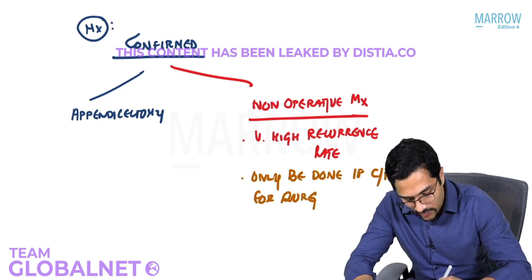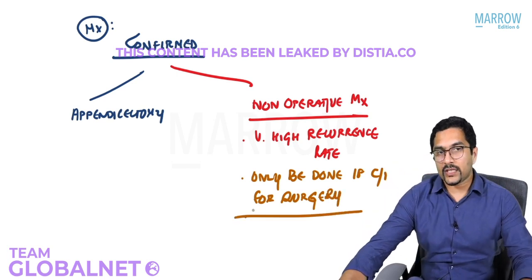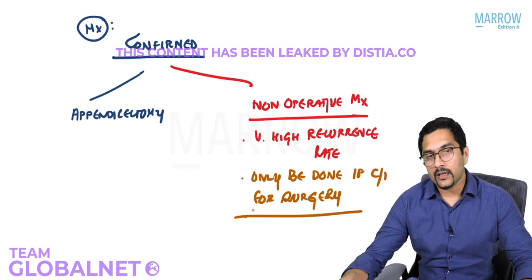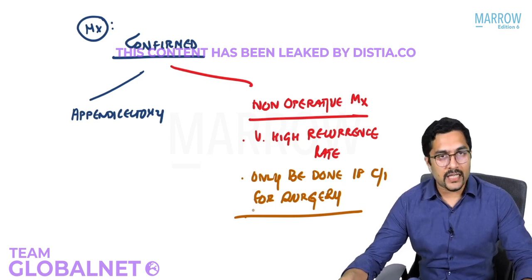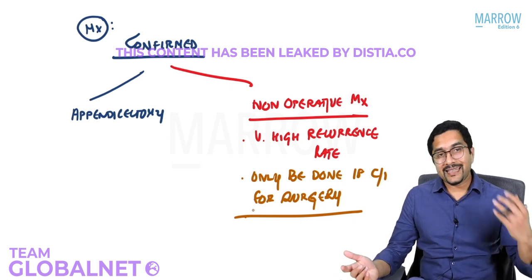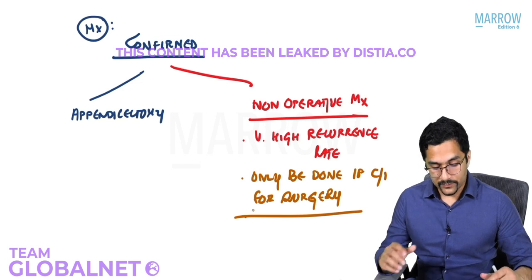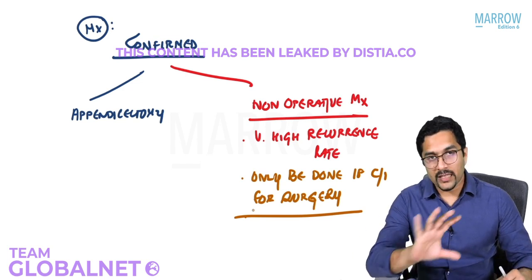If the patient is not fit enough for surgery, if there's a contraindication for surgery, then only should the patient be put on non-operative management. Non-operative management basically means bowel rest. That means make the patient NPO, and these patients are given IV antibiotics and IV painkillers. So non-operative management is hardly done.